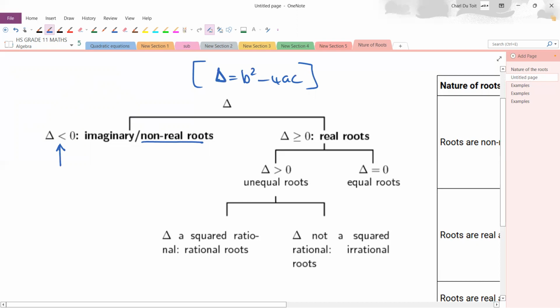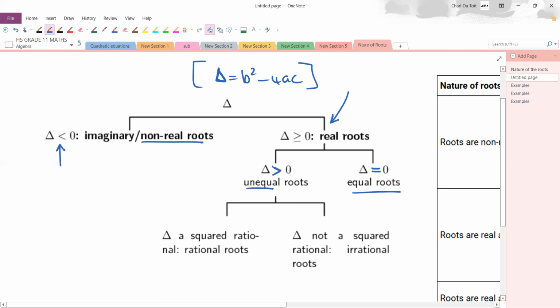And then you get real roots. Real roots means just roots that exist. And that is when delta is larger than or equal to 0. Then you can also have real and unequal. So if delta is larger than 0, the roots will be unequal. And if delta is exactly equal to 0, the roots will be real and equal.